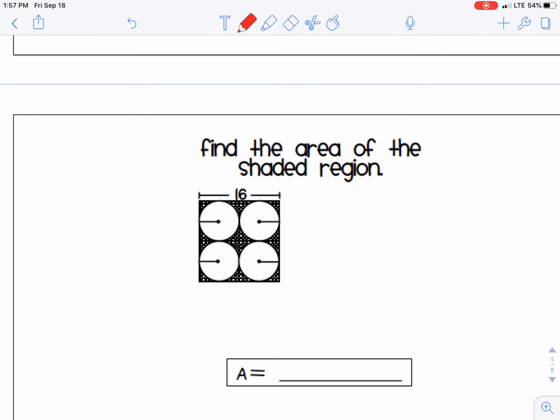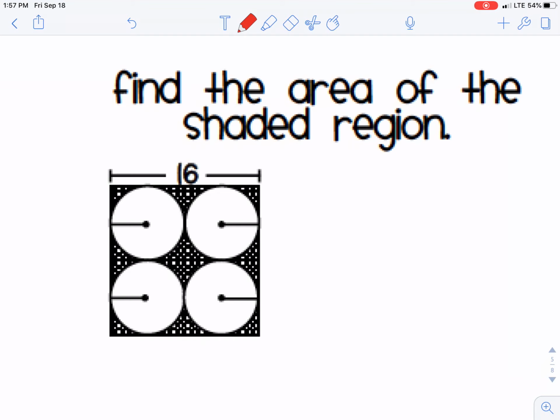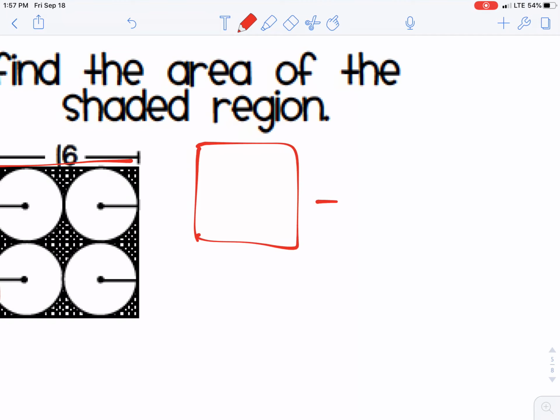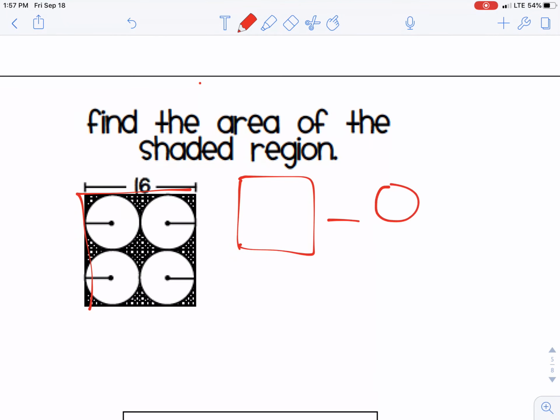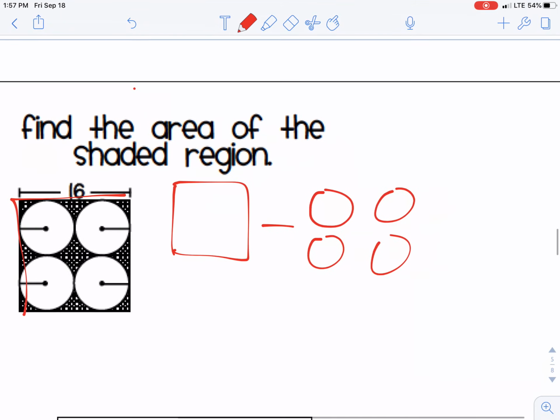Okay. Likewise, we're going to find the area of the shaded region. We don't have formulas for the area of these weird little pieces, all these little pieces going around. But what we can do is find the area of what happens to be a square, subtract off 4 circles, and that'll give us the area of the shaded region. Well, the area of the square is 16 by 16, which is 256.